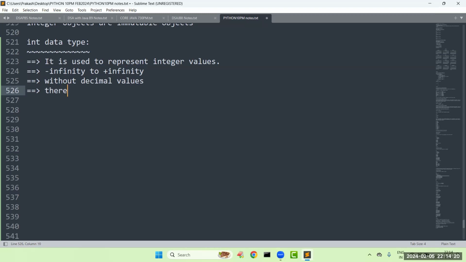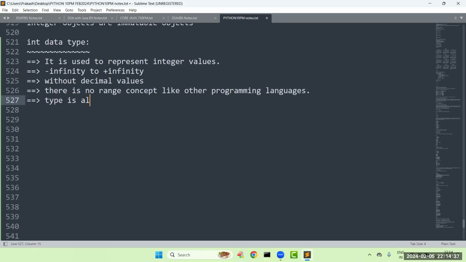And please make sure there is no range concept, like in other programming languages. If you take other programming languages, there is a range concept. Here, there is no range concept. And here, the type is always int. If you ask the type of the data, it will return integer.